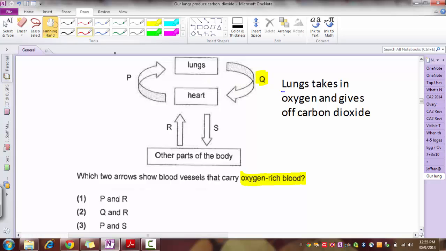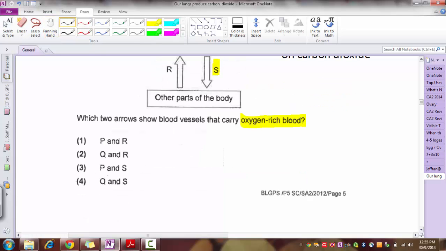Then from my lungs, my heart, down to the rest of the body, because the oxygen has not been used up yet, this is also oxygen-rich blood. So my answer is very nicely option 4.